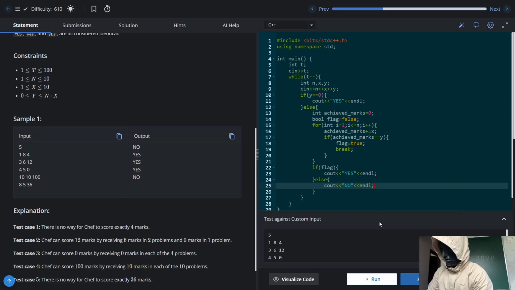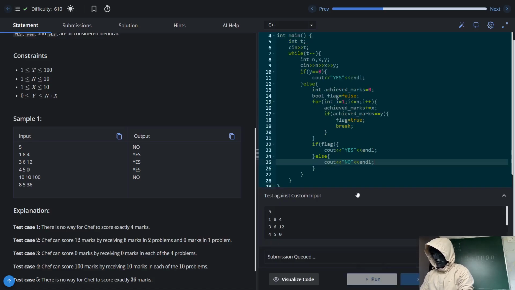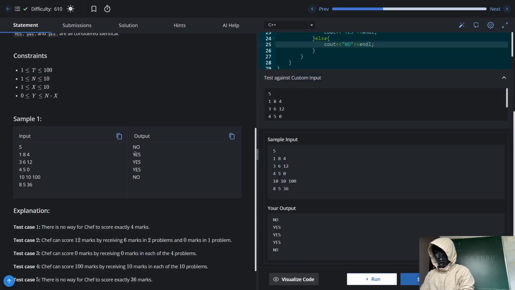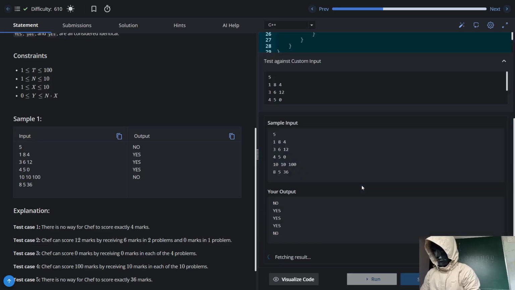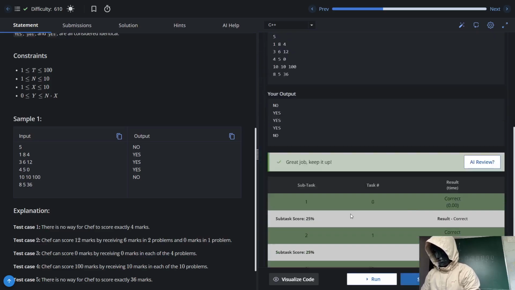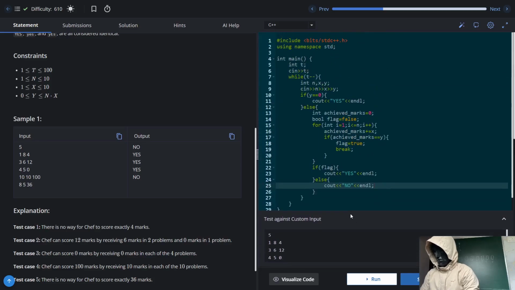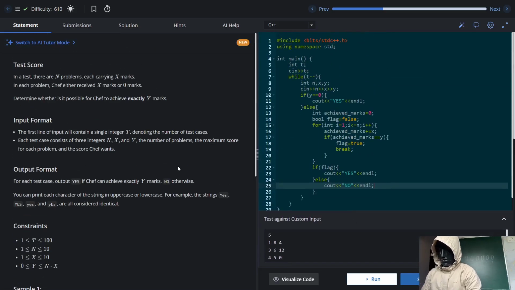Okay, now let's try to run the code. We have no, yes, yes, yes, no, no, yes, yes, yes, no. We'll try to submit the code. So yeah, it got accepted. So it was easy only, not that hard.